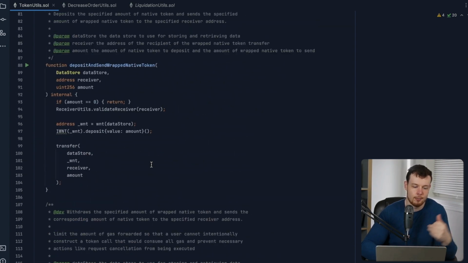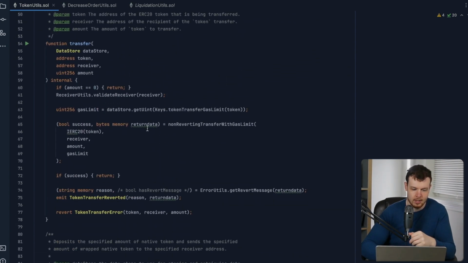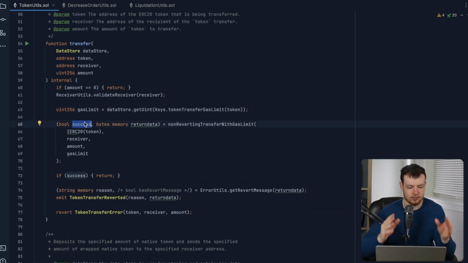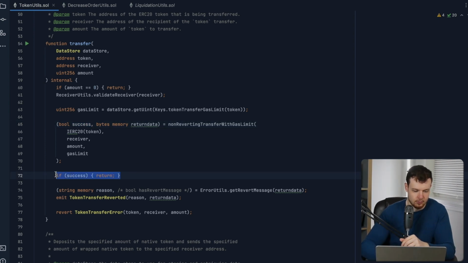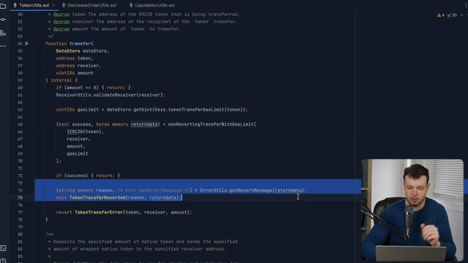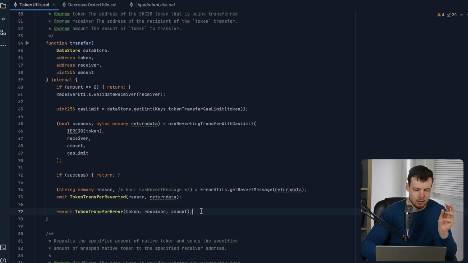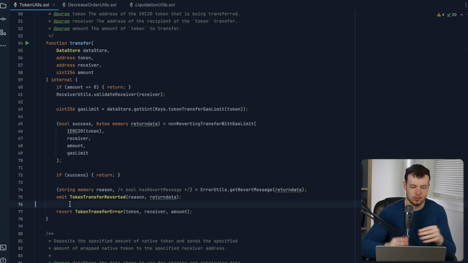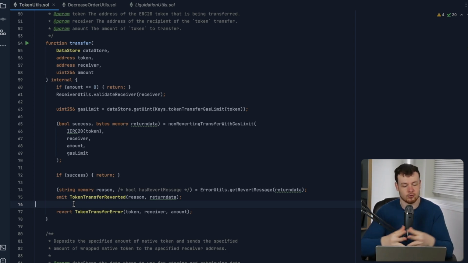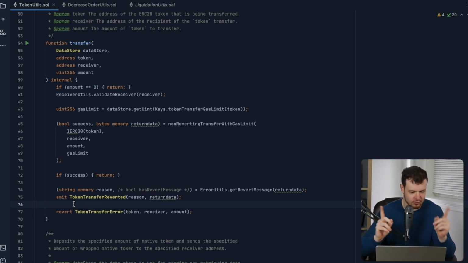Okay, great. So we go back up to our transfer function here, and we see, okay, so success is going to be false. So we do not return, and we end up parsing a revert message. And again, we assume that we trust this implementation and that this isn't going to be some nasty return data that ultimately ends up causing some sort of revert. But then we are going to actually revert with a token transfer error. So why does all of that matter? We're going to see in just a second why this is actually a huge, huge problem.